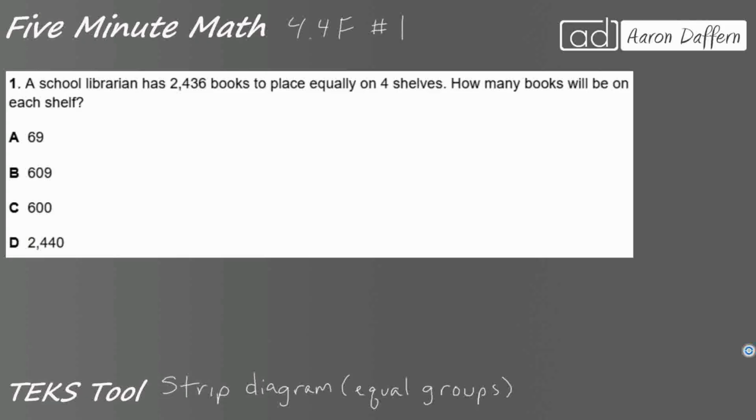So we've got a school librarian with a whole lot of books, and the librarian is going to place them equally on 4 shelves. How many books are on each shelf? Well, there's something in here that lets me know that we are looking at equal groups, and it's this word right here, equally. When you're placing the same number on each shelf, that means we are going to have equal groups, and that's helpful to know because when we have equal groups, we are going to either use multiplication or division because those are the operations we use when we're looking at equal groups.